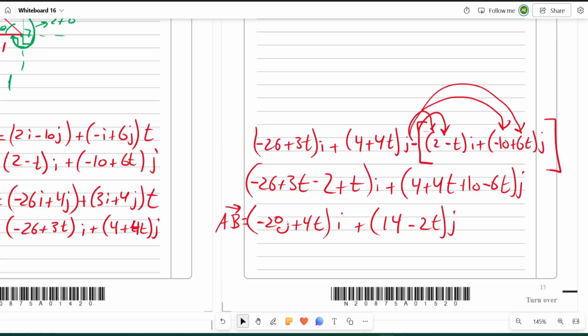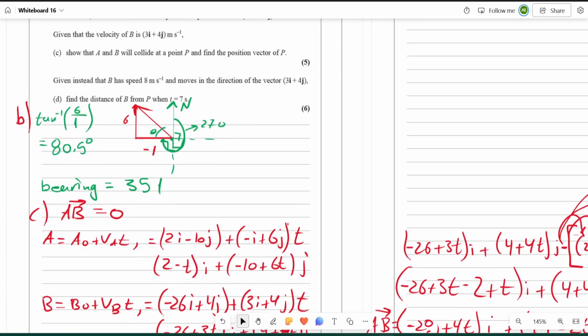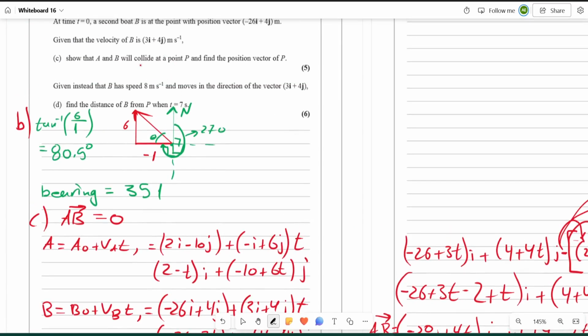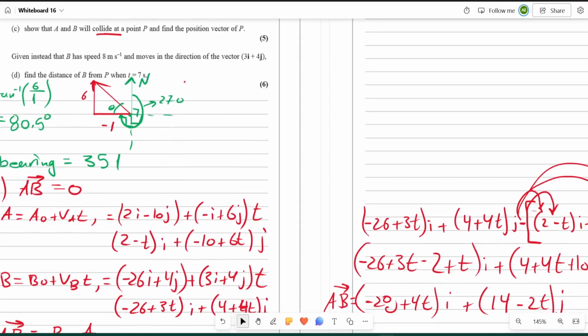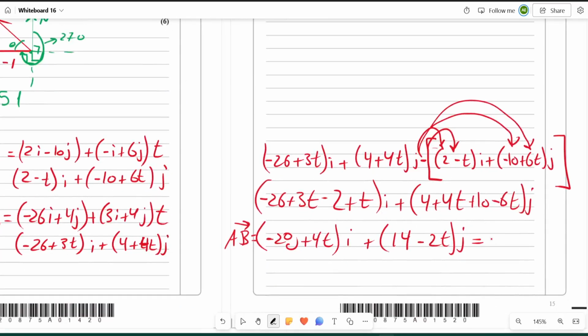Okay, now we're not required to find the distance. We know the distance between them. Collision means that the distance is going to be 0. So I want to find the time where this is 0, so I'm going to equate it to 0. That means the i component, negative 28 plus 4t, should equal 0. And the j component for that time would also equal 0 if they collide.